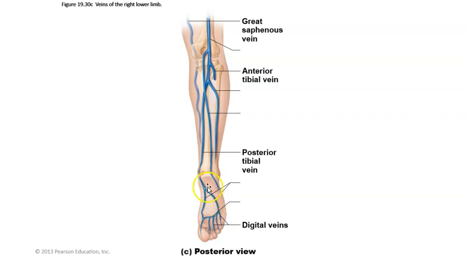In this final veins diagram, we get a proper look at the digital veins, which drain blood from the toes that proceed up to drain their blood into the posterior tibial vein. The posterior tibial vein merges with the anterior tibial vein to become the popliteal vein. And we also get a little bit of a different perspective on the great saphenous vein on the left side of the diagram there.